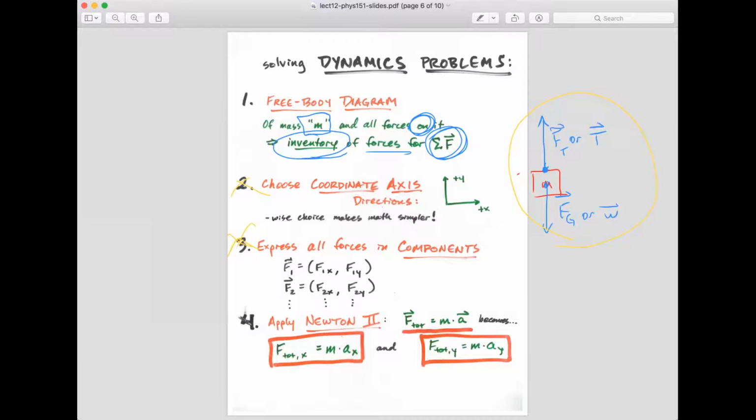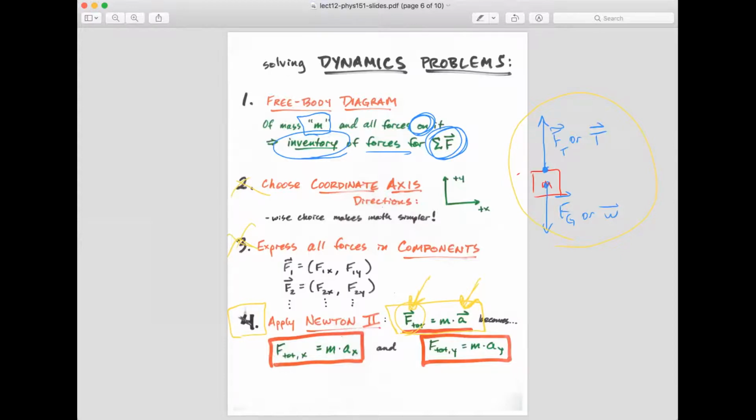And then finally, step 4 always happens. That's when we take all of our forces, pile them into the left-hand side of Newton's second law, and we find our acceleration. Or in the cases where we know our acceleration, we find the net force.